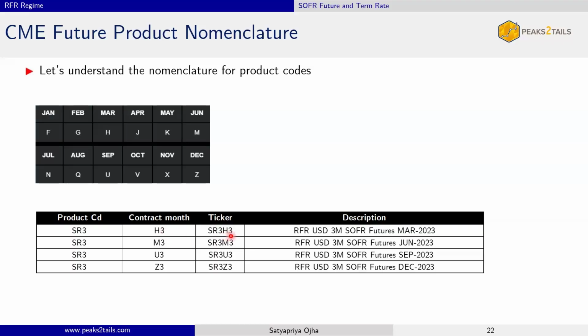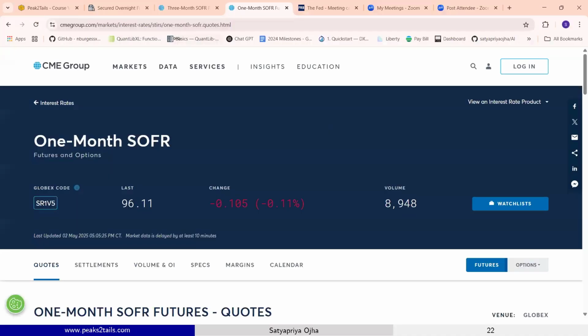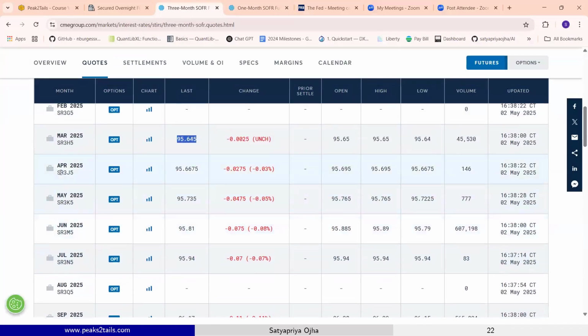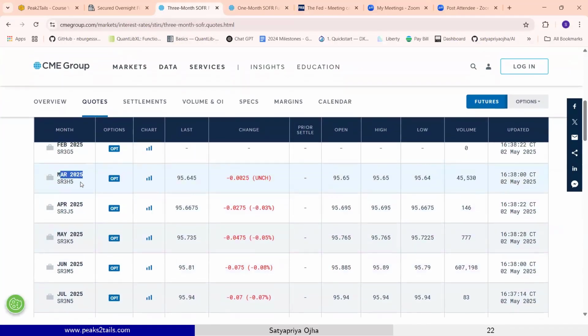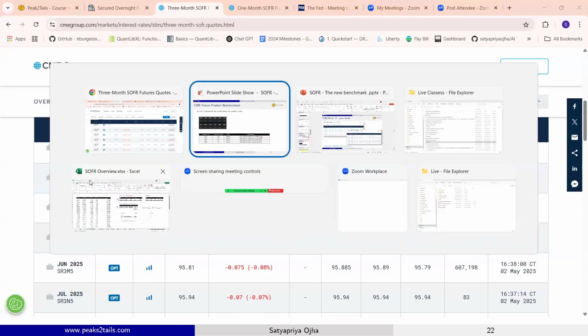The second part, H3, M3, U3, denotes the contract month and year. For example, H3 means March future, and 3 would correspond to the year, so 2023. On the website, for example, right now we have the March 2025 future. The ticker is SR3H5, H for March and 5 for 2025. That is how we read it.